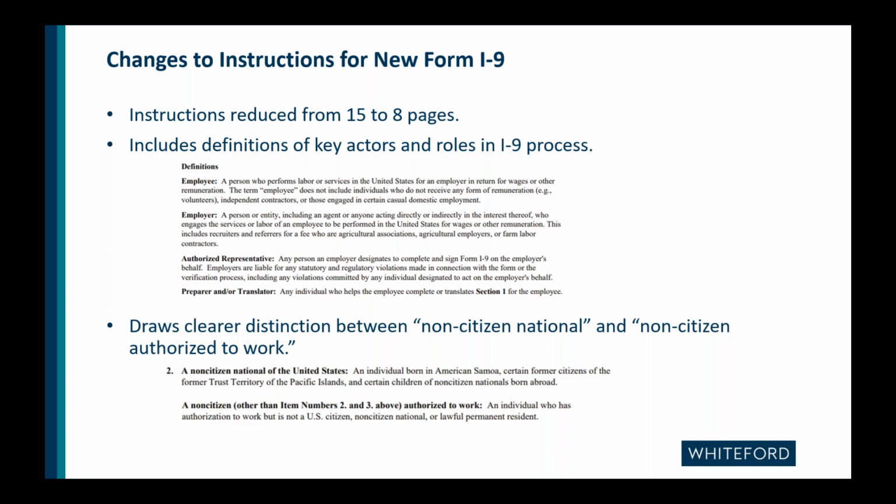The instructions on the form have been significantly changed. They've been reduced to 8 pages from 15. There are now definitions of key actors, which include employer, employee, and more importantly for our discussion today, an authorized representative. An authorized representative is any person the employer designates to complete and sign an I-9 form on their behalf. Employers are liable for any statutory and regulatory violations made in connection with the form or verification process.